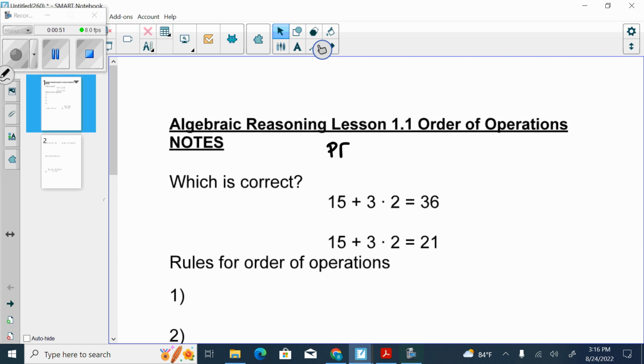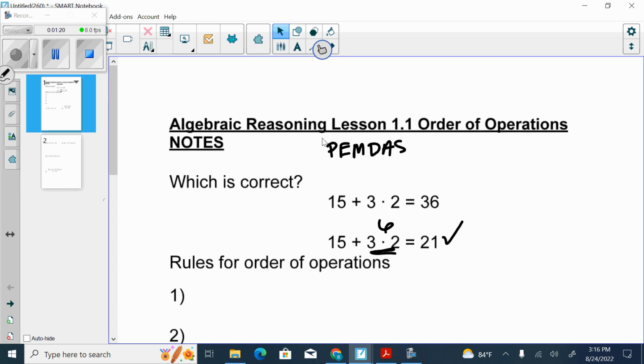But in PEMDAS, what's going to come first? Multiplication or addition? Multiplication. I don't know why, but I was thinking 3 times 2 is 16, so then I just did. Gotcha. So we are going to do the 3 times 2 first. 3 times 2 would give us 6. And then I would add that. 15 plus 6 would give us 21.